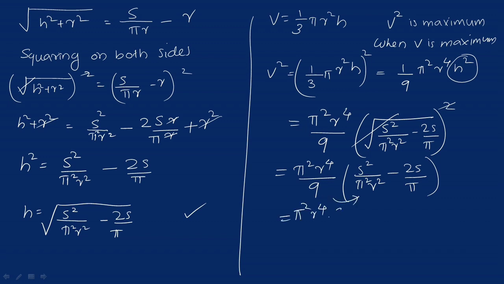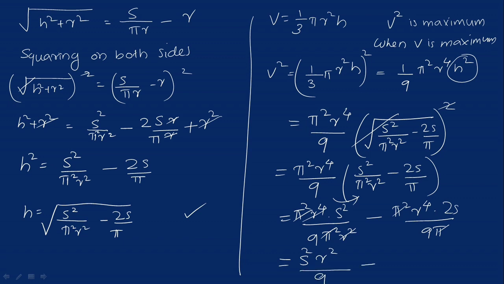Now opening the bracket, we have pi square r raised to 4 into S square by 9 pi square r square minus pi square r raised to 4 into 2S by 9 pi. Cancelling the terms, we have the remaining S square r square by 9 minus the next term, that is 2 pi S r raised to 4 by 9. So that is V square.